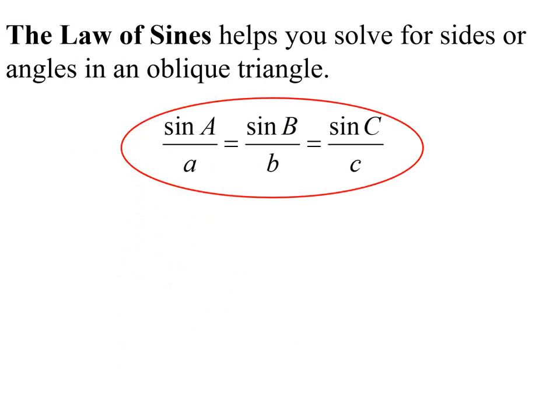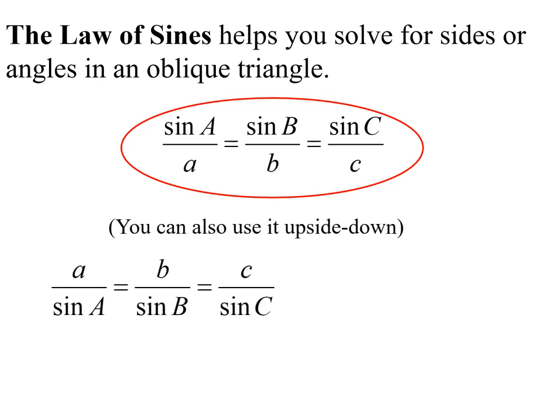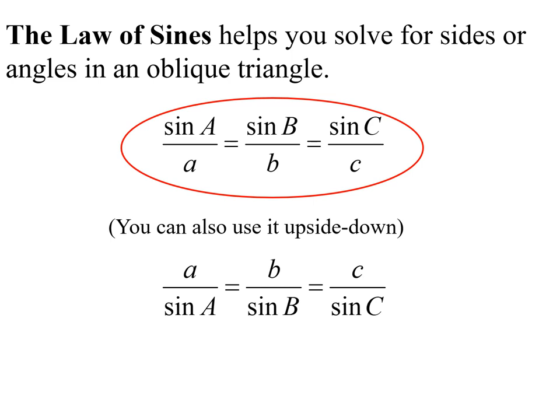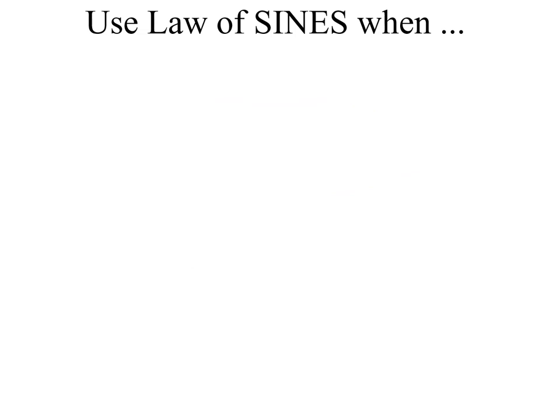What's the law of sines? It will help you to solve for sides and angles in oblique triangles. The law of sines states that sine A, which is the angle, over the opposite side, which is small a, equals sine b over small b, equals sine c over small c. You can also use it upside down. Put the sides on top, the angles on the bottom. Both ways, eventually, it's a ratio. You will do cross product to solve, and you will end up having the same answer.